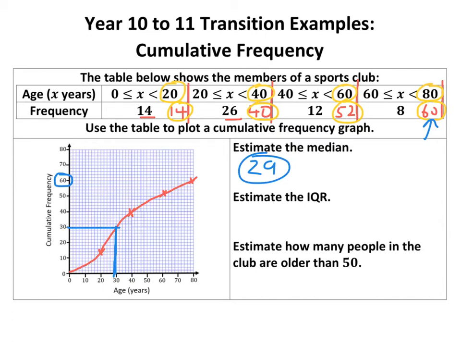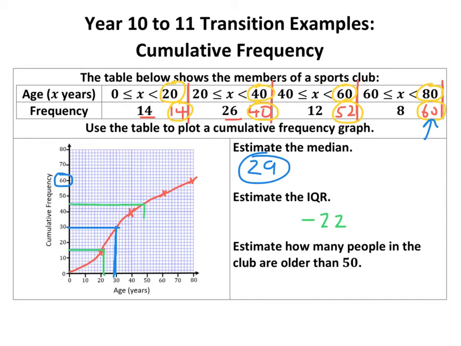All right, now for the IQR. Now that's the interquartile range. I need to go from the lower quartile, which is 15. So I'm going to go 15, read across and down. That's 22. Okay, and the upper quartile, 45. I'm going to read. There you go.